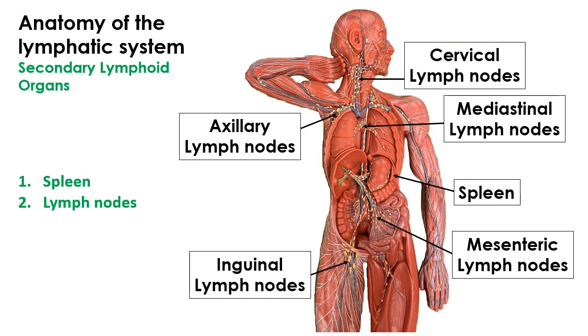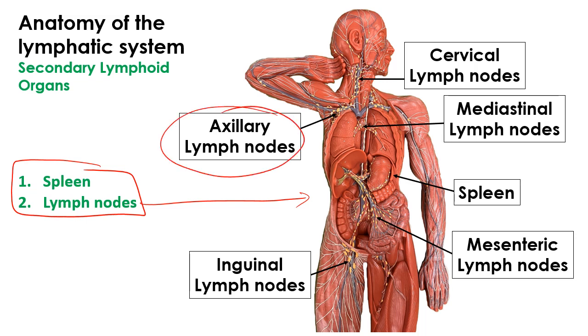Now let's review the secondary lymphoid organs, the spleen and the lymph nodes. So in this model, you can see where's the location and the name of those lymph nodes. In the armpit, axillary lymph nodes. Here in the neck, cervical lymph nodes. Here in this area that I told you, the mediastinum, mediastinal lymph nodes. We have here the spleen also.